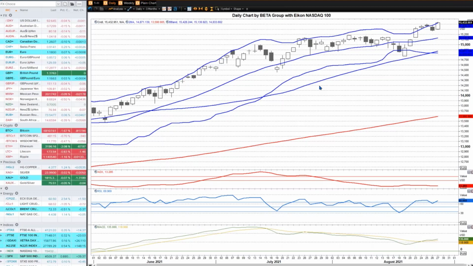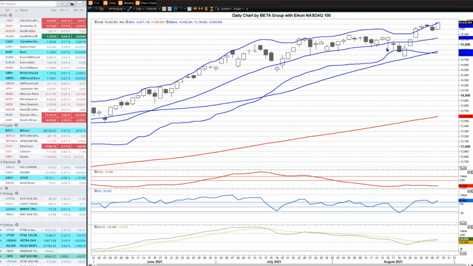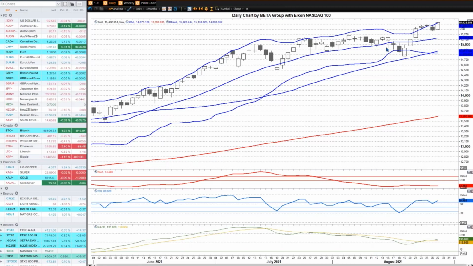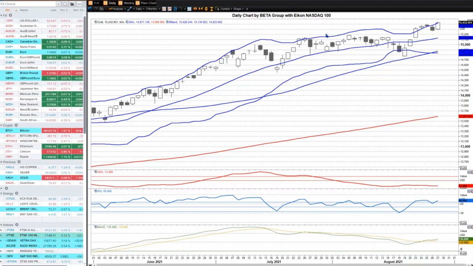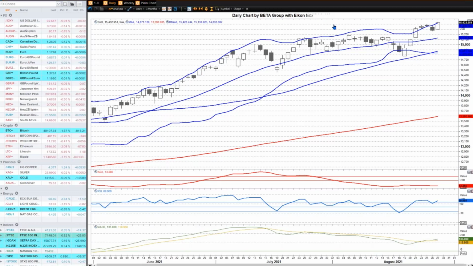The MACD is bullish. It's well supported now, because we spent a bit of time here, just above 15,000, 15,100. So, it's a bullish chart. It really is still bullish. Can't say the same about the UK 100 though.